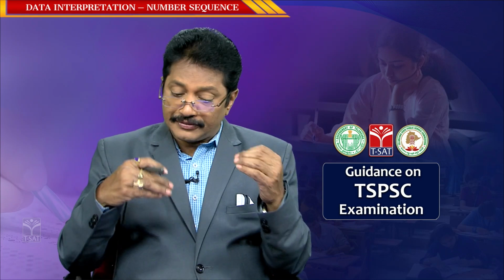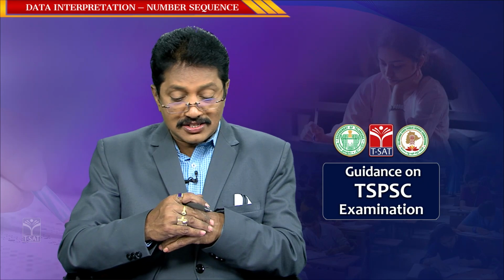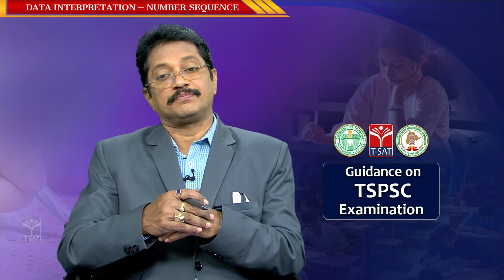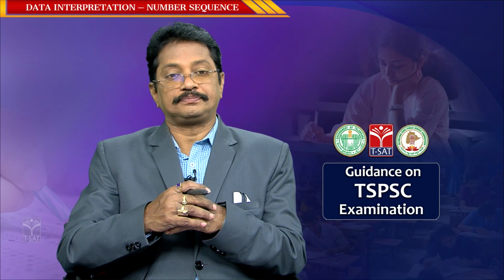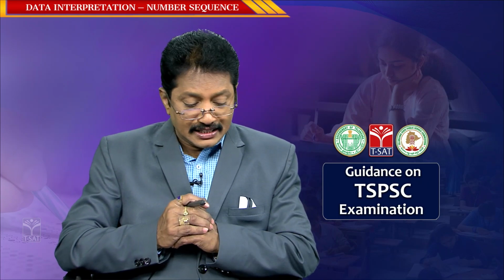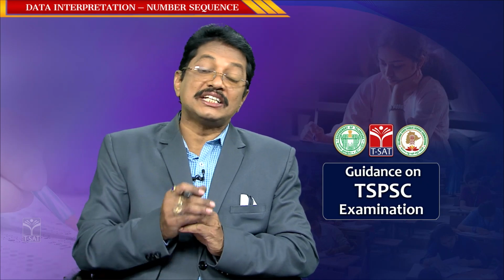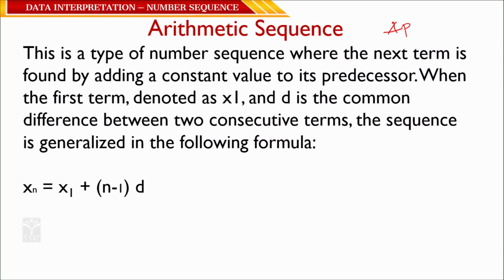This is a type of number sequence where the next term is found by adding a constant value to its predecessor, adding or subtracting. When the first term is denoted as x1 and d is the common difference, then the difference between consecutive terms, the sequence is generalized in the following formula: xn is equal to x1 plus n minus 1 of d. This is the formula for the nth term of an arithmetic progression.